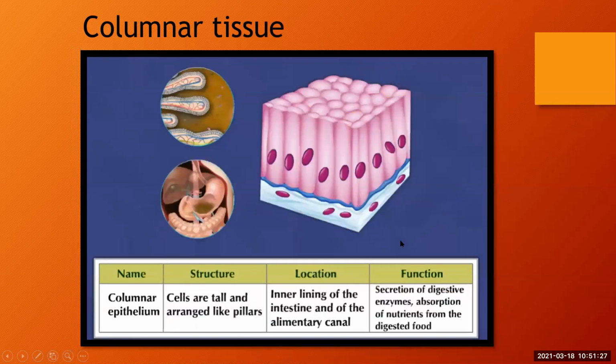Then next is columnar tissue. The structure of the cells is tall and arranged like pillars. You can see here they are arranged like pillars. They are located in the inner lining of the intestine and of the alimentary canal. The function of it is secretion of digestive enzymes and absorption of nutrients from the digested food.